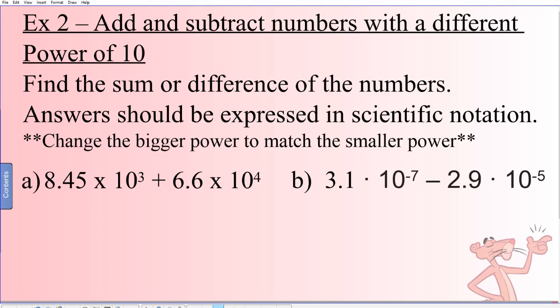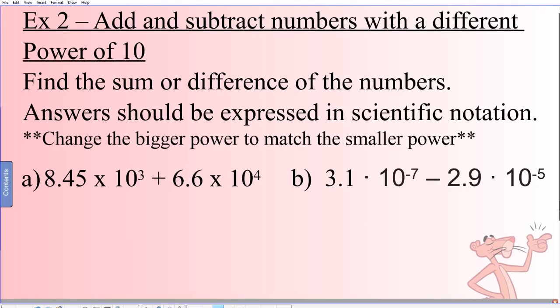Example 2. Adding and subtracting with different powers of 10. If you see here, I have 10 to the 4th and 10 to the 3rd. Now, this is a little bit cumbersome. It's a little bit tricky. There's a couple different ways you can do this.